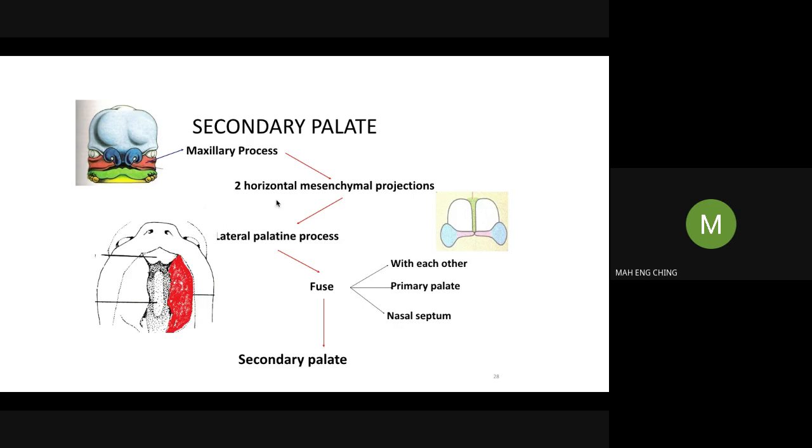So we have two horizontal mesenchymal projections. These will form the secondary palate. They are the lateral palatine processes. Then they will fuse together, and then they form the secondary palate.